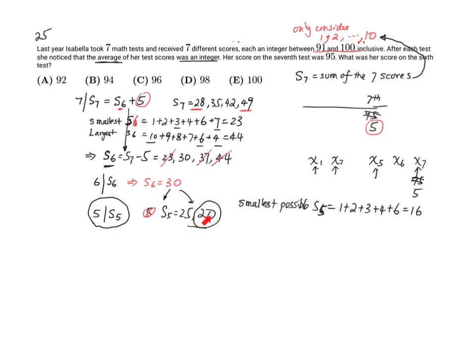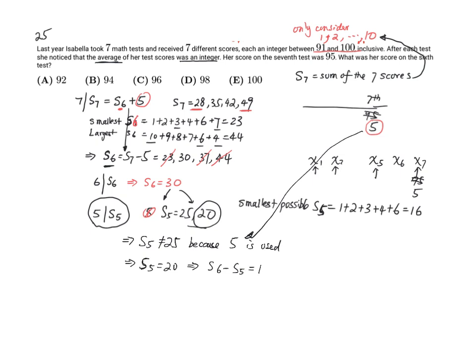S5 has to be 20. We know S5 cannot be 25 because 5 is already taken. Therefore, S5 has to be 20, which means the difference, S6 minus S5, is going to be 10. So which means X6 has to be 100.